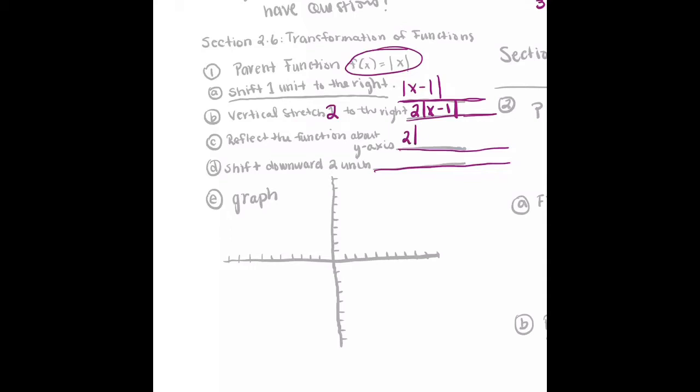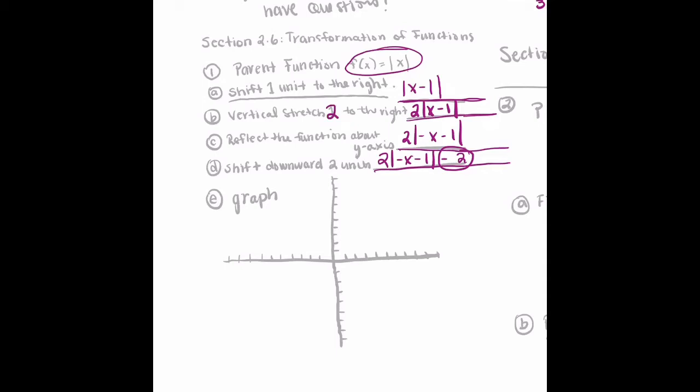So that would look like this. Now, if it was a reflection about the x-axis, it would be out here. But we're doing the y, so I'm going to get rid of that. And then it's a shift downward by 2 units. So it's going to look like this. The vertical shift goes there. So then it asks you to graph.